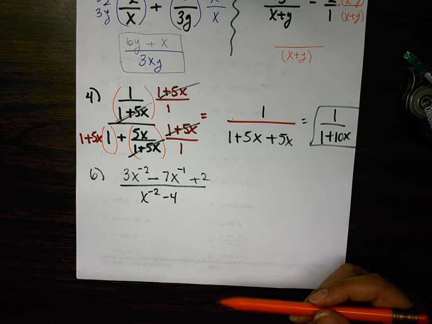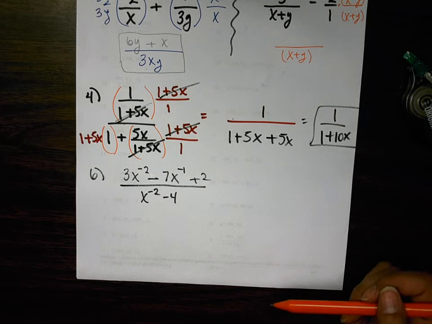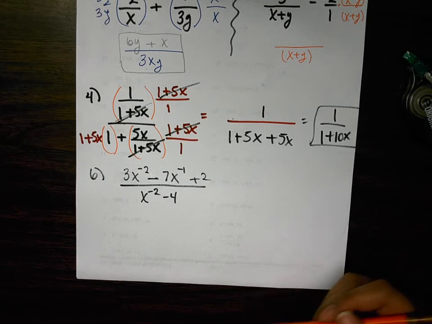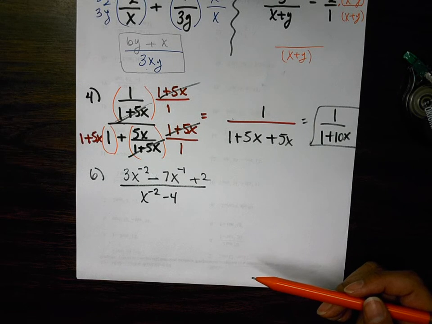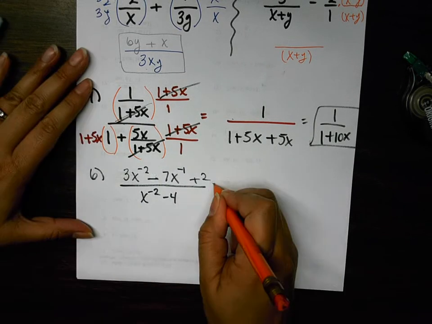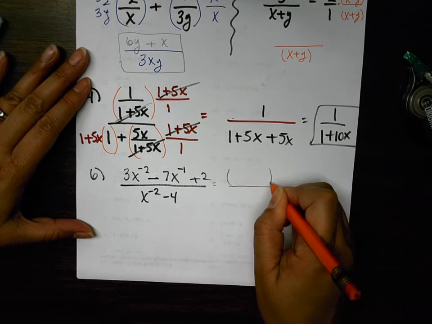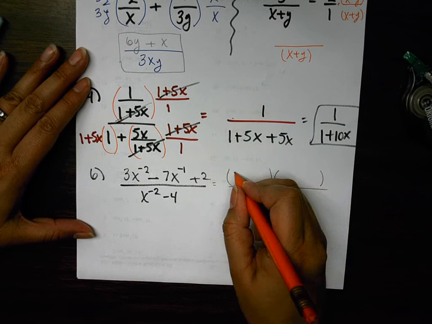Okay? So do you guys have a preference on the method I choose? Complex fraction, clear, and then factor and reduce? Or factor, reduce, and then change, get rid of the negative exponents? Factor. Factor first.